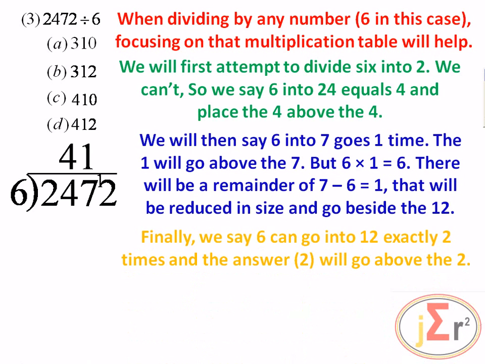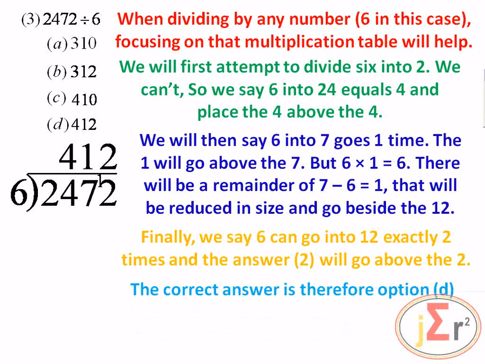Finally, we will say 6 into 12 goes how many times? 2 times. 2 sixes, 12. Okay. This time, we will say what? 6 can go into 12 exactly 2 times. And the answer is 2. And that will go right above the 2 that we have right there. So, the correct answer is therefore option D, as Jerry stated earlier on. The correct answer is option D.